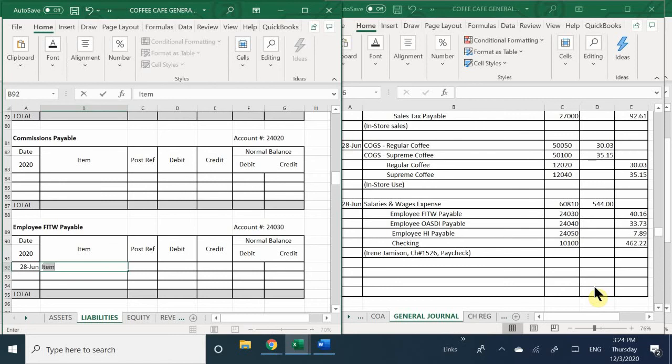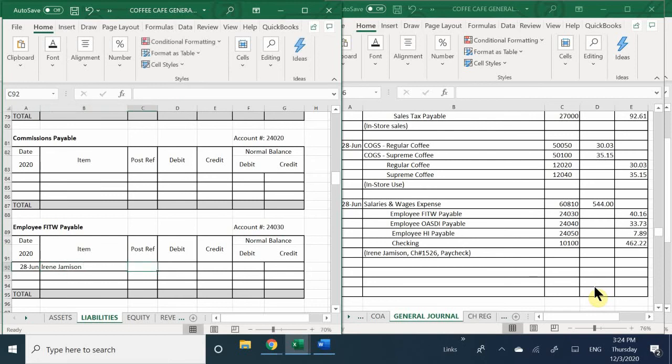Again, this isn't going to have a check number attached to it because we didn't write a check for it. No, not yet. But it's going to be her name. Yeah, just her name, because this is what she's contributing to her federal income tax withholding. So make sure that you reference the person.